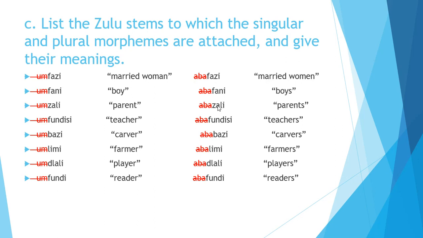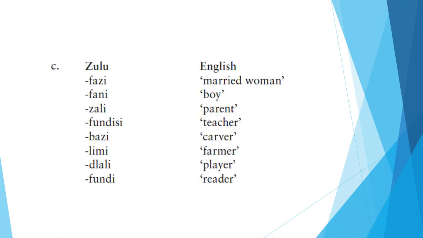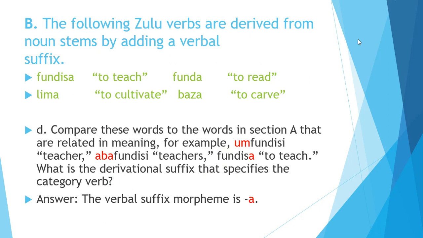And in that way you can analyze all of these words. And now you see what the meanings of the different stems are that you see here on the screen. And here we can see the list of the stems in Zulu and their correspondents in English. So this is the answer to question number 3. Now let's go to part B.